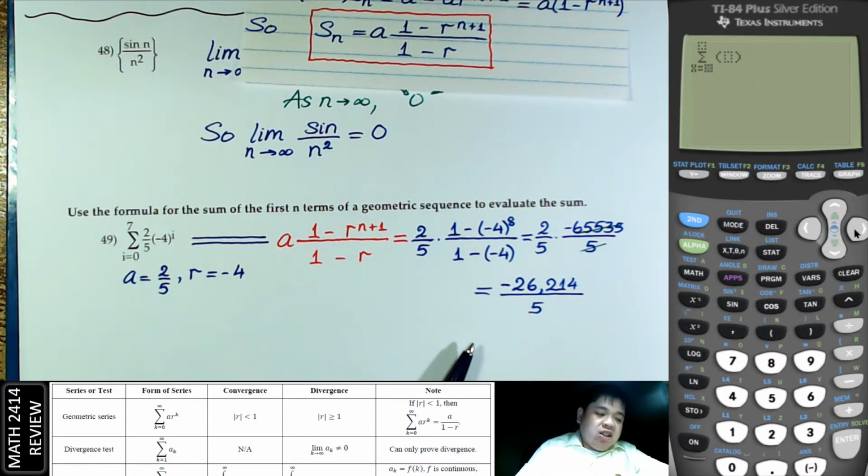I'll use x instead of index i. I'll go from 0 to 7. And here we have a fraction, 2 over 5. And then times negative 4 raised to the index. Right, that's what we have.